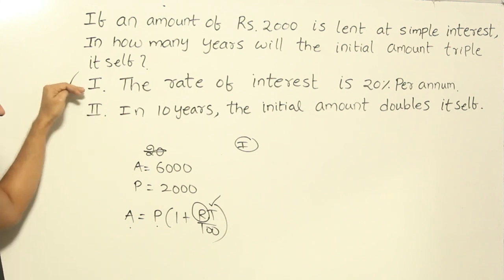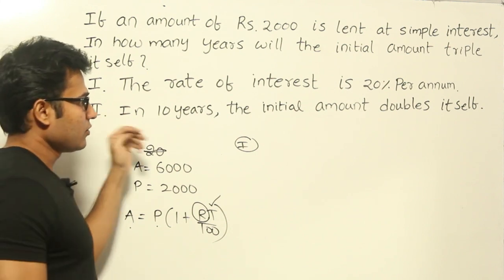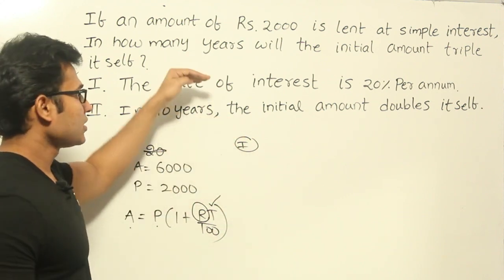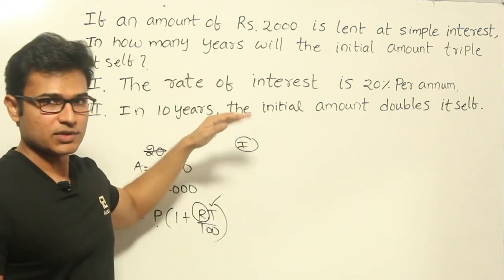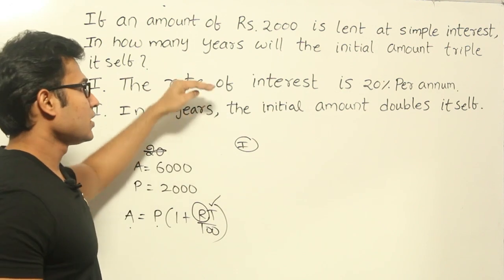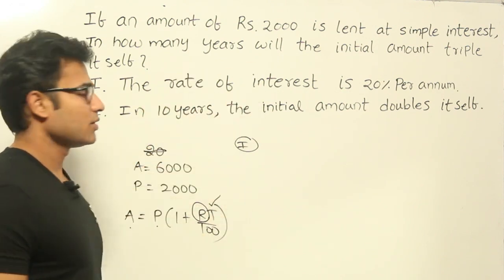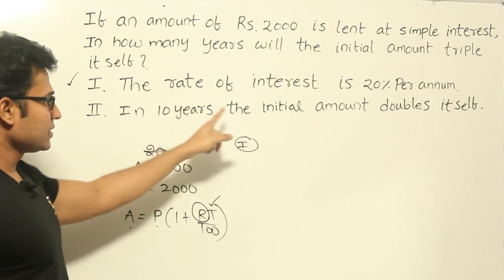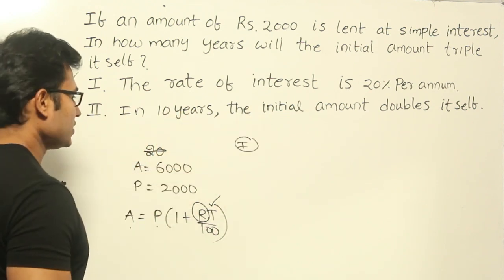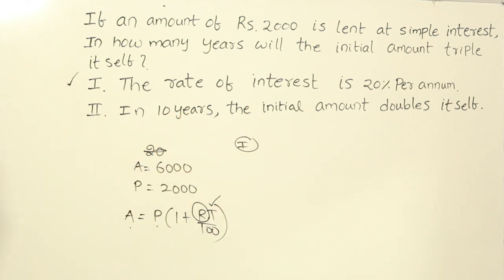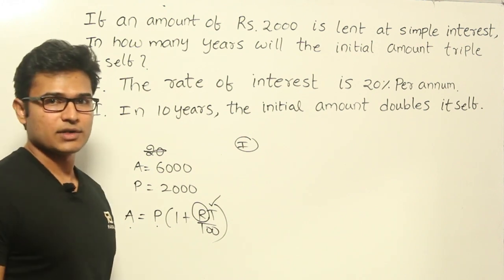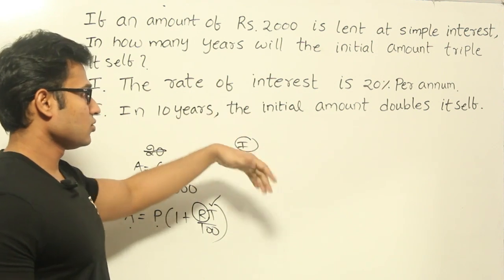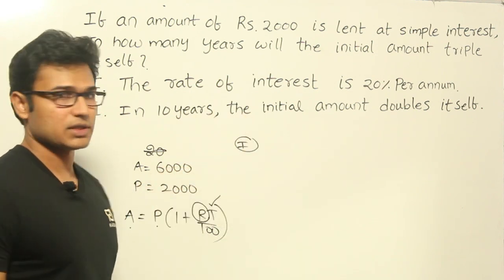See, you should not stop there, because there is option 3. Option 3 says that either the information given in 1 or the information given in 2 is sufficient, right? Therefore, you cannot stop there. So see the second statement as well. Now looking at the second statement, in 10 years the initial amount doubles itself. So here they are not giving us the rate of interest, but then maybe using this information you will be able to find out the rate of interest. You can check it. Okay.